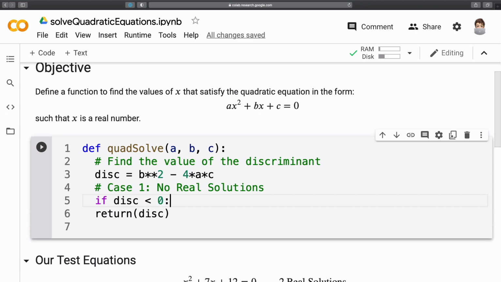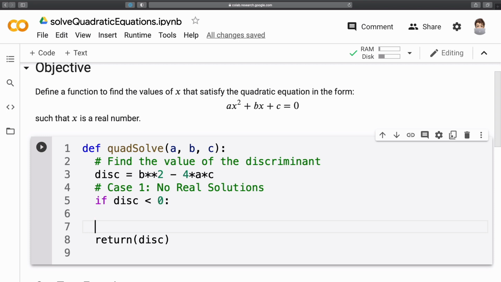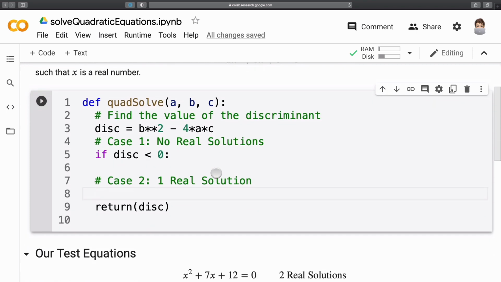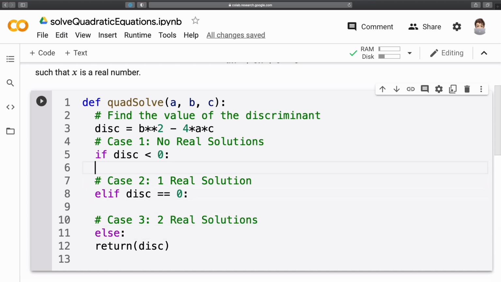So if the value of the discriminant is strictly less than 0, we are going to output some value. Now the second case is when we have one real solution. So that will occur when the value of the discriminant is equal to 0. So we're going to use elif here. So elif, the value of the discriminant is equal to 0. And then the last case is two real solutions. And this is the only ones that remain. So this is just going to be an else statement.